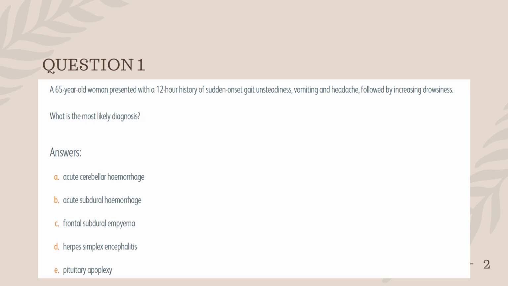So here it's a 65-year-old woman presenting with a 12-hour history of sudden onset gait unsteadiness, vomiting and headache. So it's an acute and sudden onset. Gait unsteadiness can be a cerebellar sign, and again it's a 12-hour history, which is a short history, so it can be a vascular phenomenon followed by increasing drowsiness. So it can be an intracerebral hemorrhage. The options are acute cerebellar hemorrhage, acute subdural hemorrhage, frontal subdural empyema, herpes simplex encephalitis, and pituitary apoplexy.